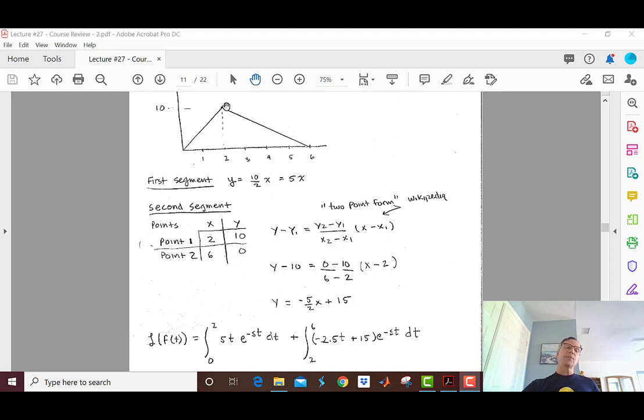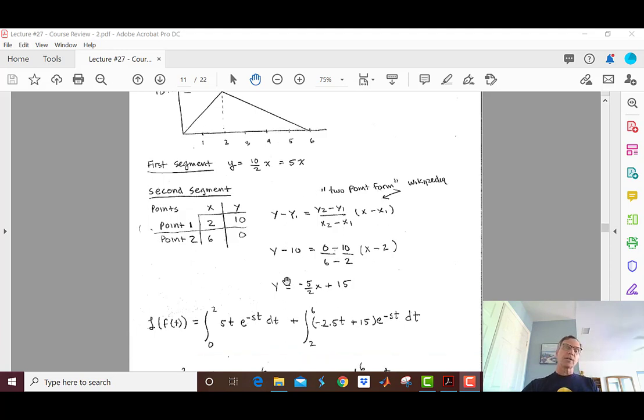So now let's set up the two integrals for the Laplace transform. First integral is going to be this section, and its Laplace transform is going to be the integral from 0 to 2.